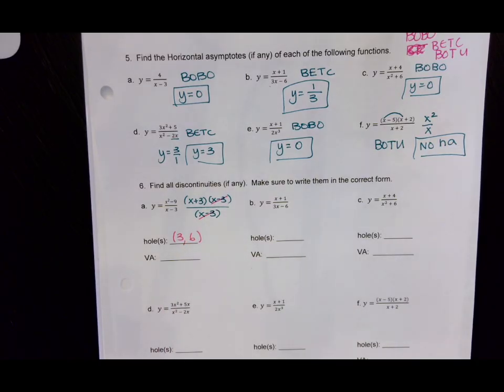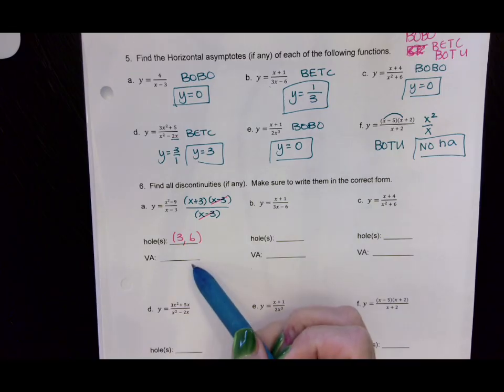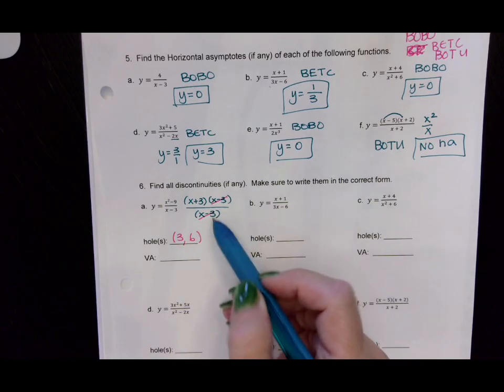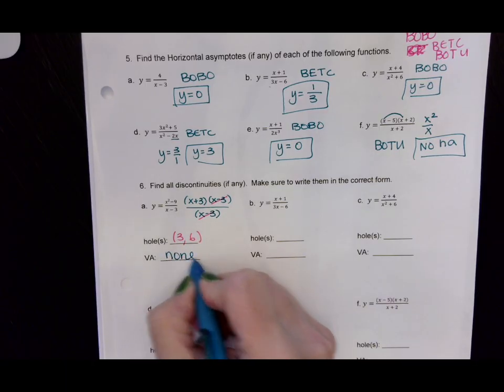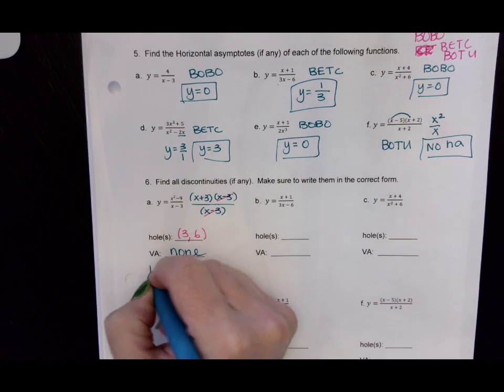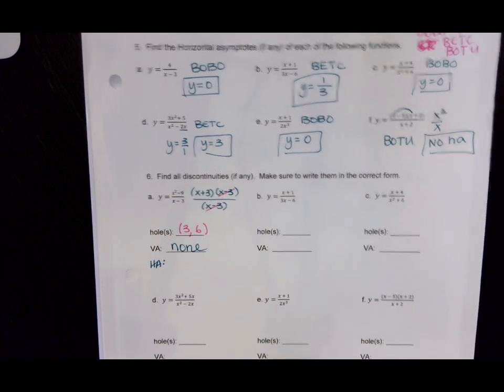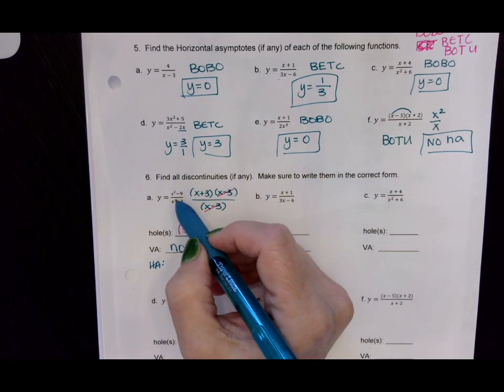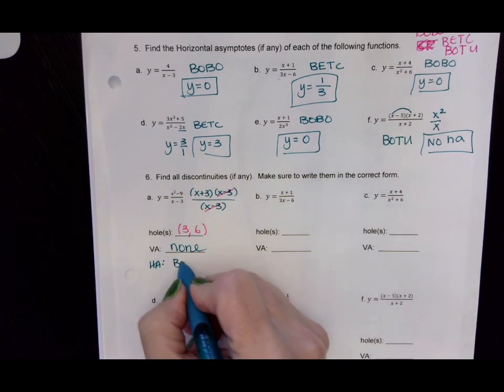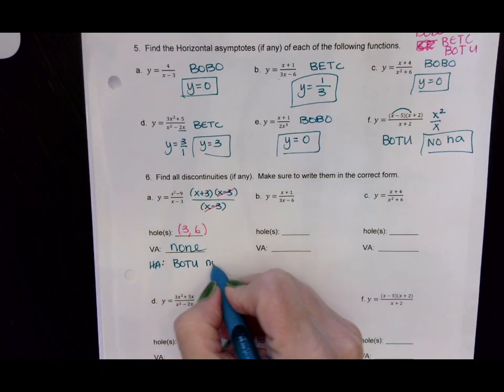Now I'm going to look here at whether I have a vertical asymptote. This canceled out, so I have none. All right, so then the last thing I want to do is look at my horizontal asymptote. What I have here is bigger on top, undefined. So I have none.